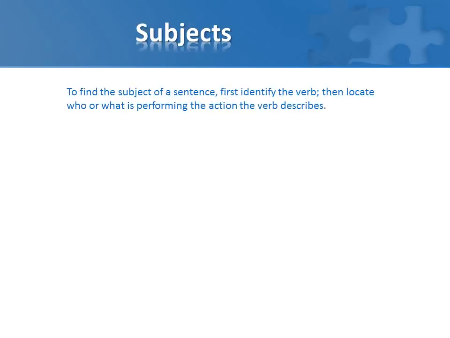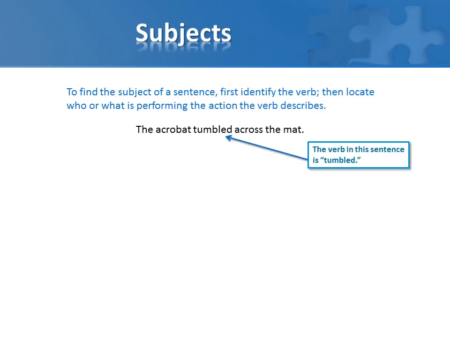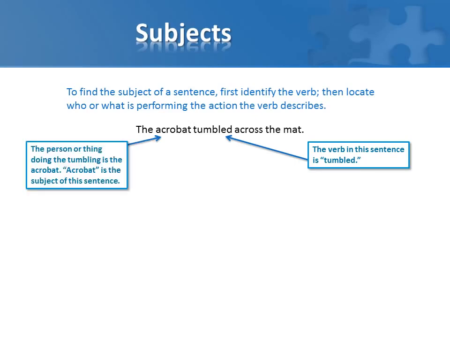So to find the subject of a sentence, you first need to identify the verb and then locate who or what is performing the action that the verb describes. So here's an example. The acrobat tumbled across the mat. If we look, we can find the verb is tumbled. That describes a physical action. And the person doing the tumbling is the acrobat. So acrobat is the subject of the sentence.